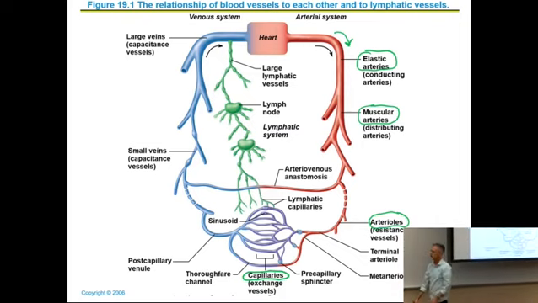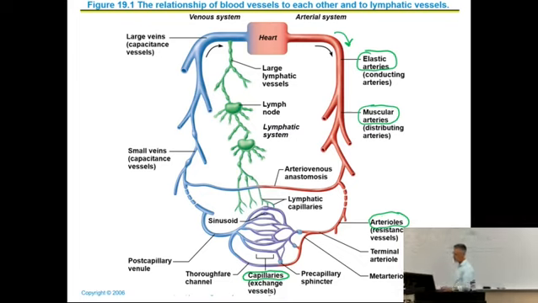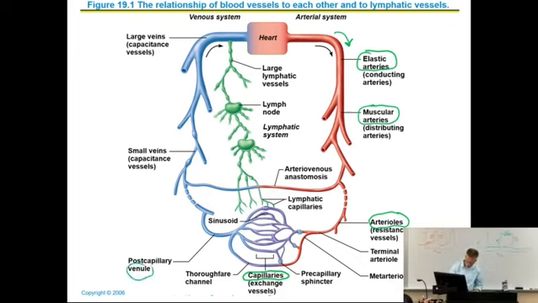Now those capillaries drain into small veins that are called venules. So on this side we have small veins called venules. And then the venules end up draining into larger and fewer veins until finally we dump back into the heart, right?